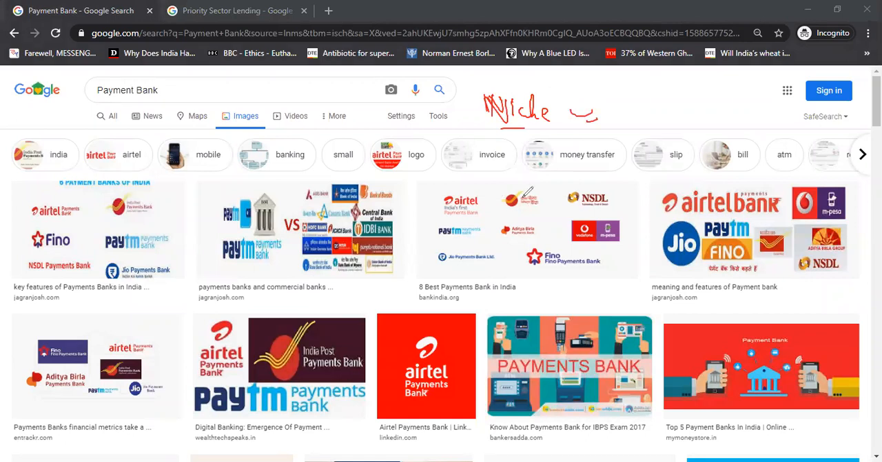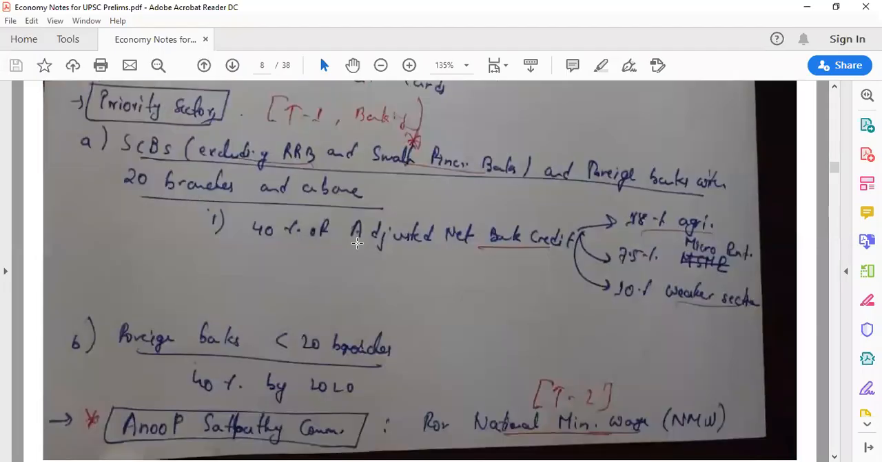Let's not waste time, let's move ahead. So niche banking done, payment banking done. Now let's talk about priority sector lending. Again, a very important area, a very neglected area, and the area which we forget a lot. So I will try to teach it in such a manner that you can understand it, and we'll see certain facts also.